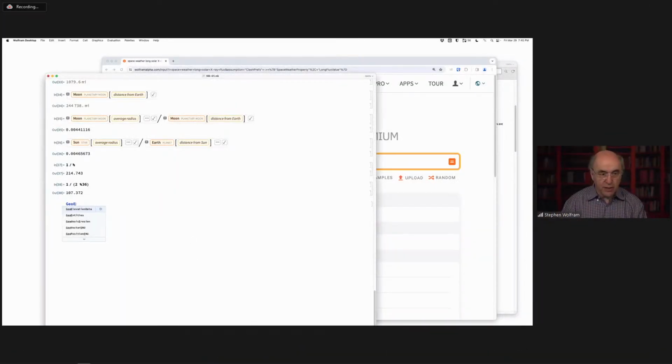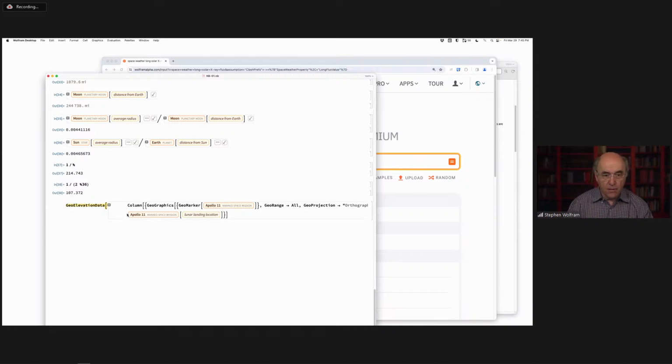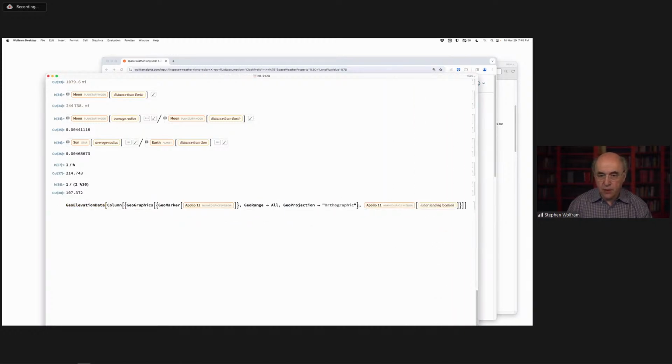Let's say geo elevation data. I mean, we can go ahead and just look on the moon at the geo elevation data. Let's say Apollo 11 landing site. That will be a position on the moon. And let's say we want to, oh wow, it's doing something very elaborate. That's not quite what we want. We just want the lunar landing location. Really complicated. Let's see. Okay, let's just pick up Apollo 11 lunar landing location. Let's just use that rather than the whole fancy thing with markers, which we don't need here.